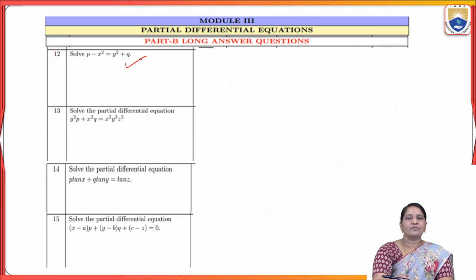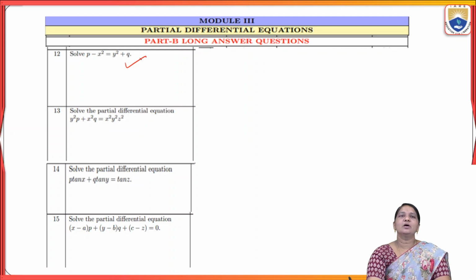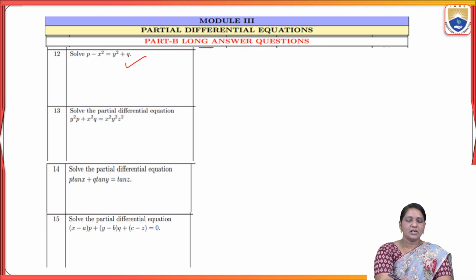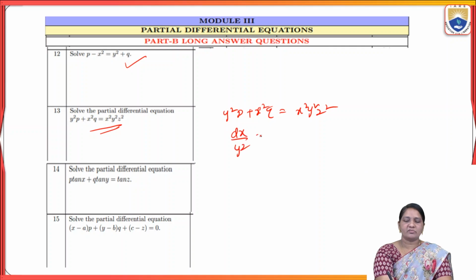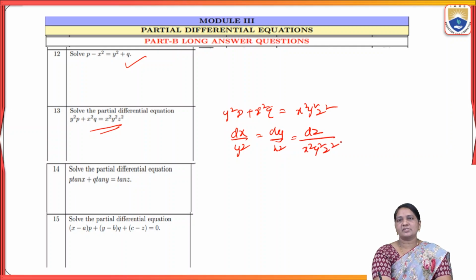So here also we can follow the same procedure to solve the partial differential equation by using the method of grouping or method of multipliers. And we can check the 13th question, that is y square into p plus x square into q equal to x square y square z square. Here also we can write the auxiliary equation dx by y square equal to dy by x square equal to dz by x square y square z square.